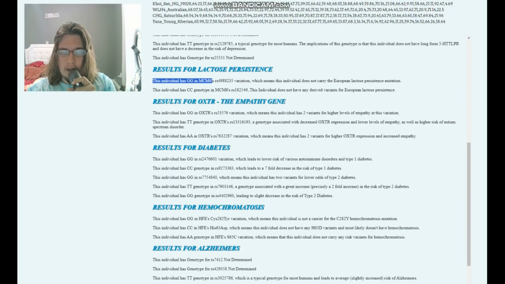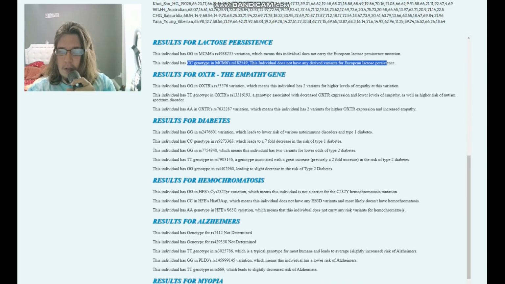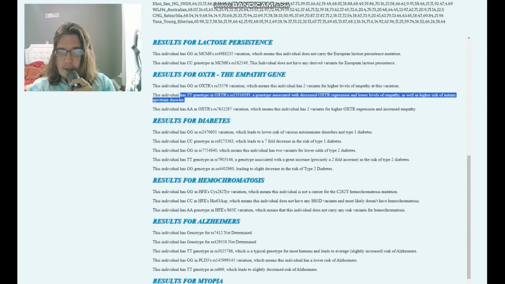She's got GG in this variation of MCM6, so no European lactose persistence. That's not surprising. CC in this variation of MCM6, also no European lactose persistence. She's got GG in this variation of OXTR, which means higher levels of empathy. TT in this variation of OXTR, which means decreased OXTR expression and lower levels of empathy, as well as higher risk of autism spectrum disorder.